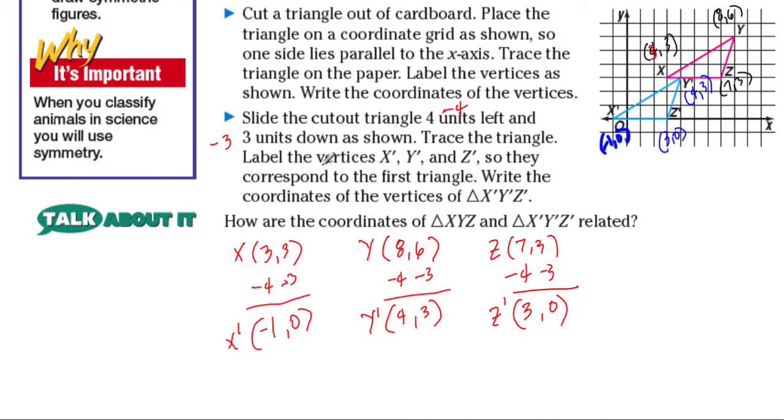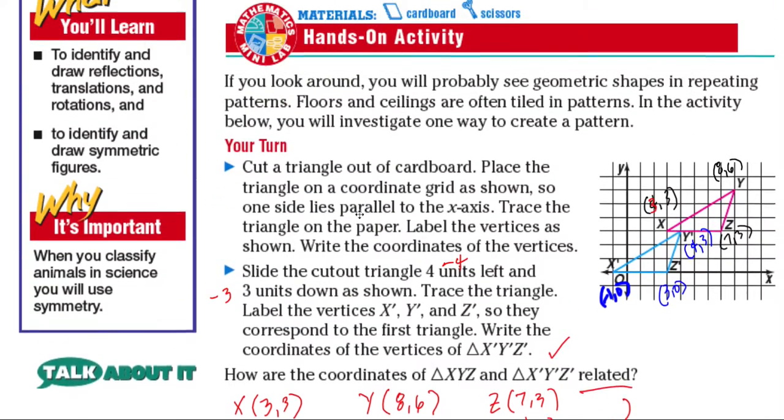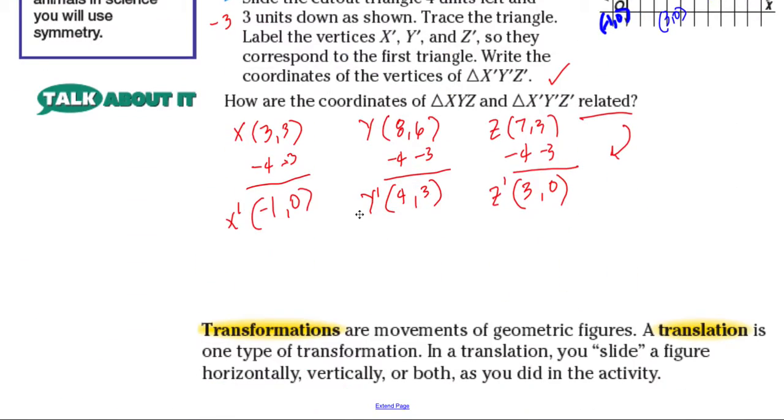Okay, so what we've done here is we've actually translated triangle xyz 4 units to the left and 3 units down, and the result was triangle x prime, y prime, and z prime. So how are they related? Triangle x prime, y prime, z prime is a translation of triangle x, y, and z. And this is our lesson for this particular topic here in transformations.